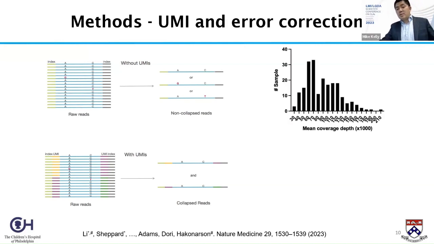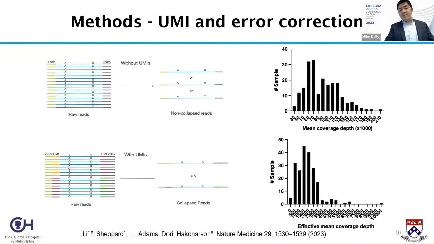So we sequenced this panel really, really deep. As you can see, for the majority of samples, we have 60,000 sequencing depth. After error correction by collapsing the reads, we get an effective mean read depth of more than 1,000 for the majority of samples, which allows us to identify a variant allele fraction below 1%.